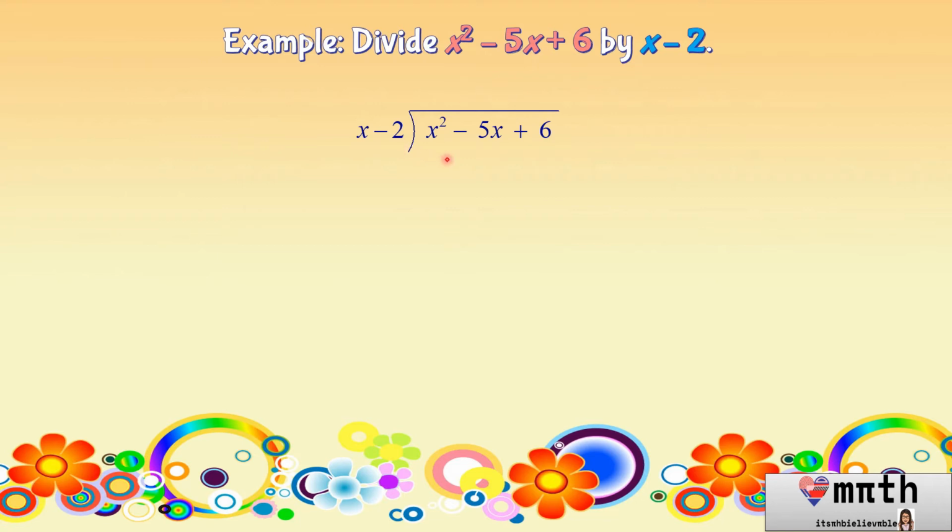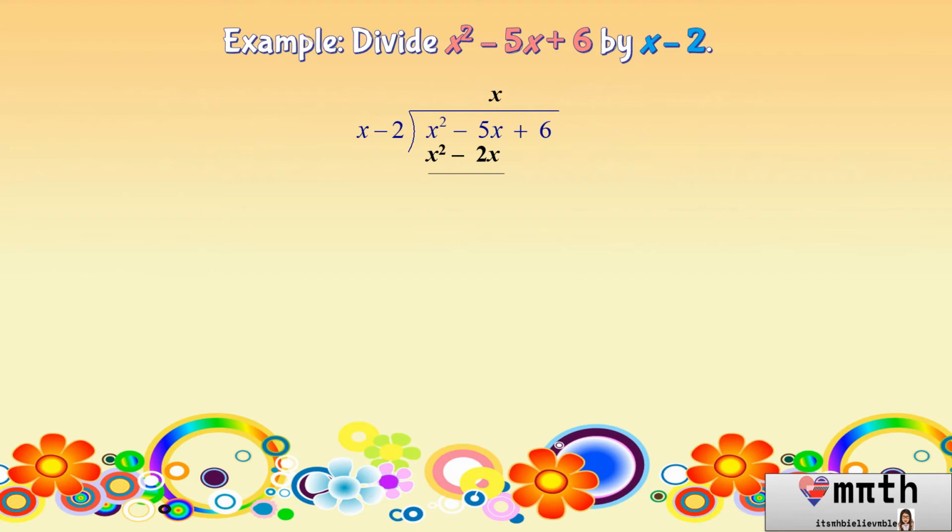So, from dividing this one, we should divide first the first term from the dividend by the first term of the divisor, which would be x squared divided by x. That will be equal to x. Then x will be multiplied to the divisor. So, x times x should be x squared. Then x times negative 2, that will be negative 2x.